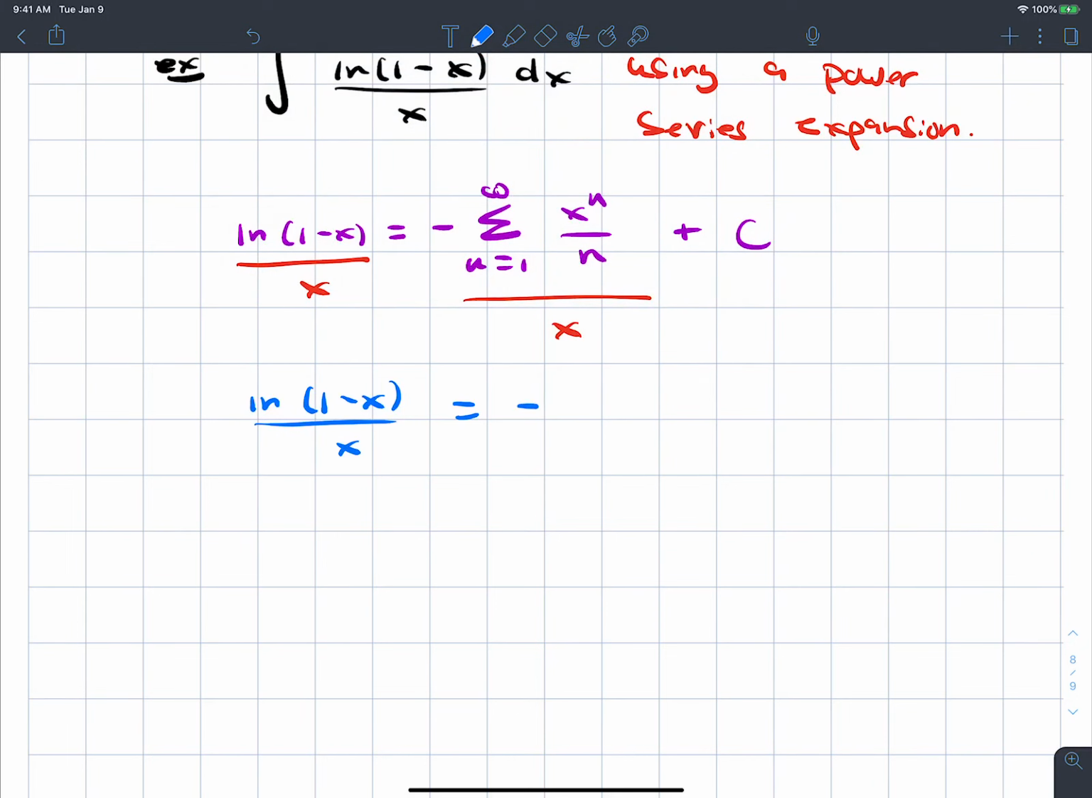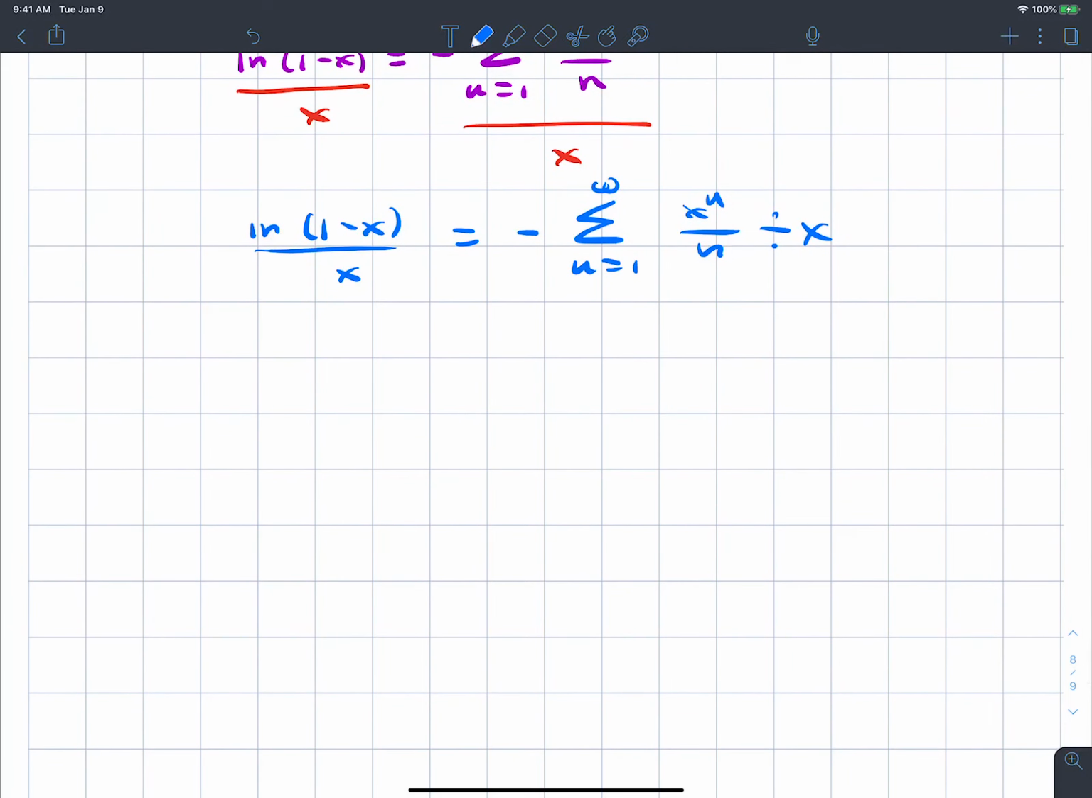Trying to get the color blue there. Minus the summation, n is 1 to infinity, x to the n over n. Don't forget, divided by that x. And then we're going to have that constant out here that we're going to add. And this is really negative the sum, n is 1 to infinity, x to the n over nx. And then using your algebra here, we're going to get the following summation.